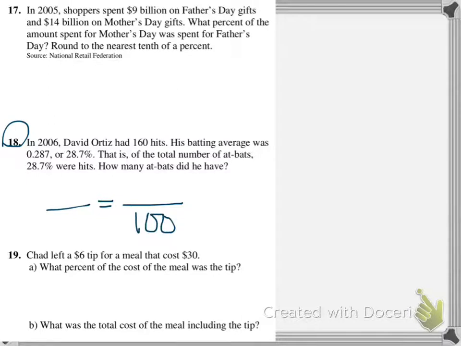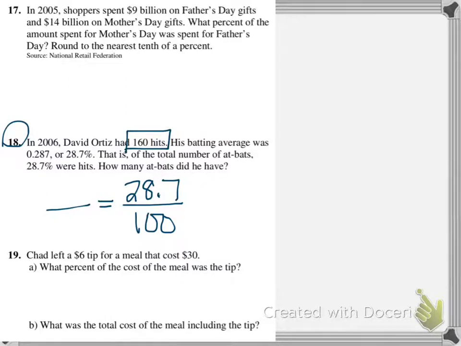So in 2006, David Ortiz had 160 hits. His batting average was 0.287 or 28.7%. So there's my percent. And make sure, because it's always the percent over 100, that you use the percent format. Don't use the decimal format. That is, of the total number of at-bats, 28.7% were hits. How many at-bats did he have? So the only other number we have to work with is the 160, and those were hits. So you have to decide, is that your is or is that your of?